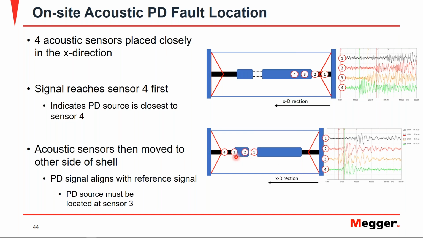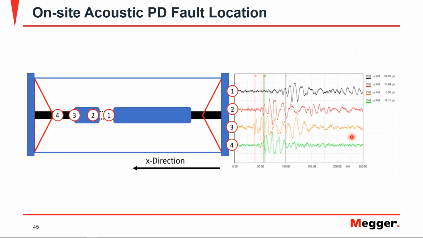If the PD defect is at 3, then the signal would reach 4 and 2 at the same time if they're equal distance apart on opposite sides. And then obviously 1 would have the signal last. So we know that the PD source must be located at sensor 3.